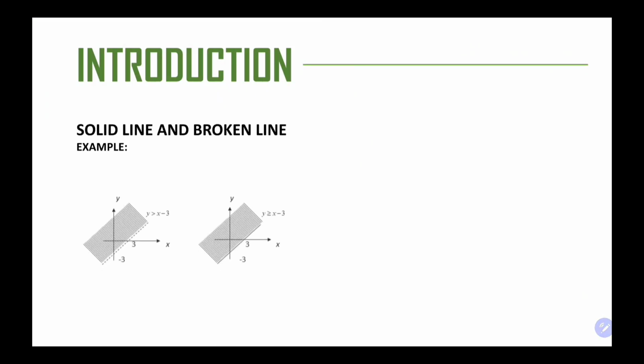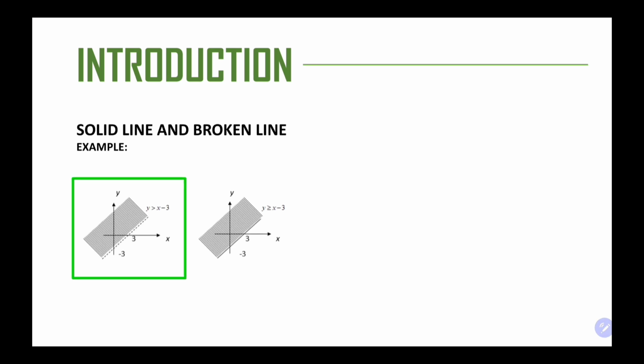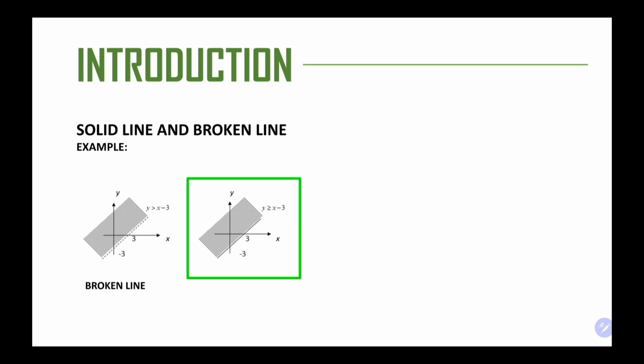Then next, solid line and broken line. For example, we have two diagrams here. The first one, y greater than x minus 3. Since the function use sign greater and doesn't have equal sign, so we use dot line, and dot line we call it as broken line. Next diagram, we have y greater than or equal to x minus 3. Since it has equal sign, so we use straight line, and this one we call it as solid line.